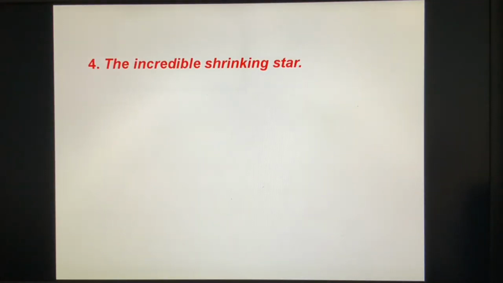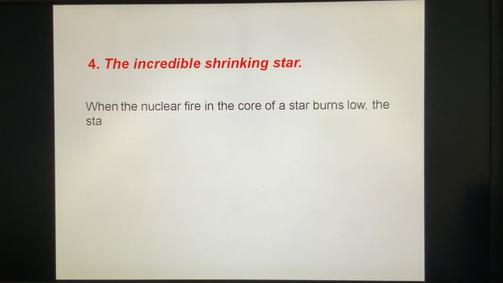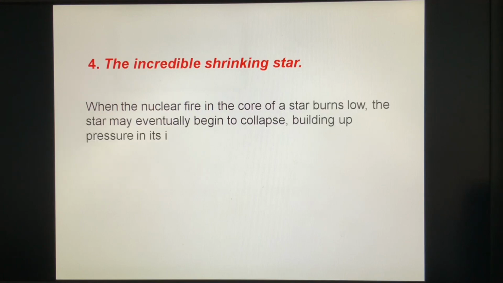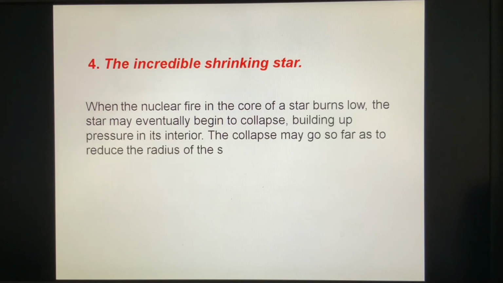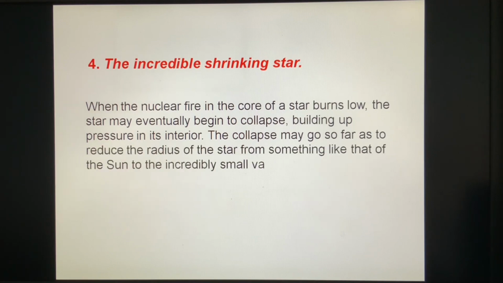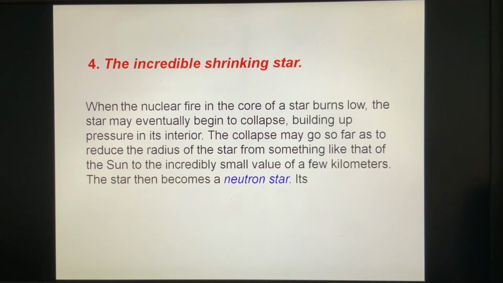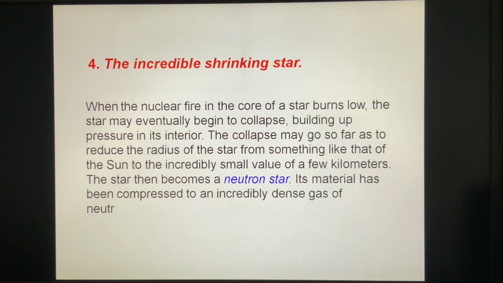Four, the incredible spinning star. When the nuclear fire in the core of a star burns low, the star may eventually begin to collapse, building up pressure in its interior. This collapse may go so far as to reduce the radius of the star from something like that of the Sun to the incredibly small value of a few kilometers. The star then becomes a neutron star. Its material has been compressed to an incredibly dense gas of neutrons.